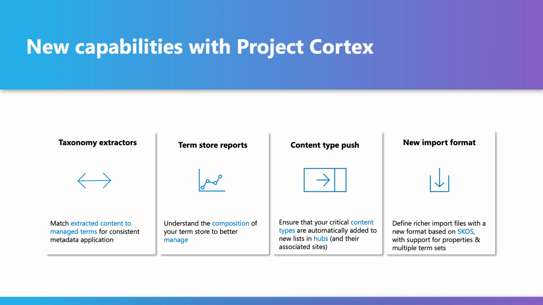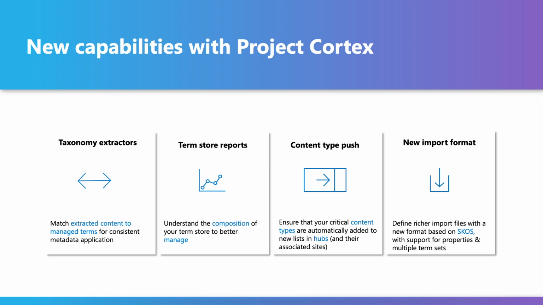This is super important because it's one thing to create the content types, but if nobody knows that they're there, or nobody knows that they need to make some changes to their library to properly configure it, this, along with things like site designs, will help ensure that that consistent configuration is happening across your tenant.